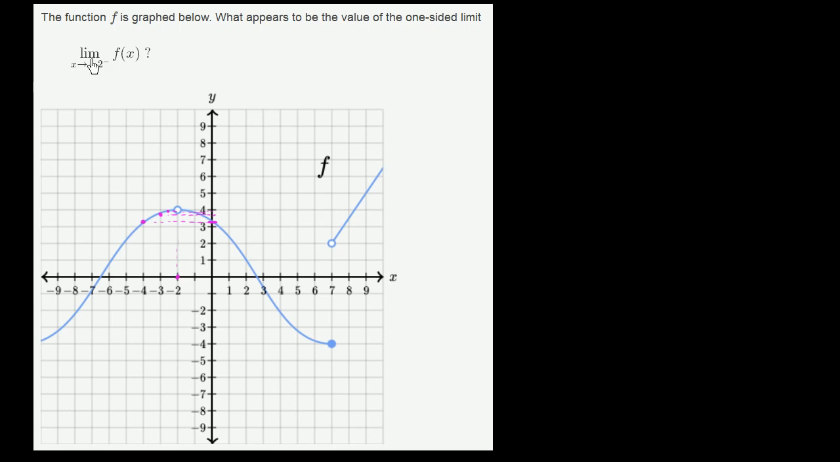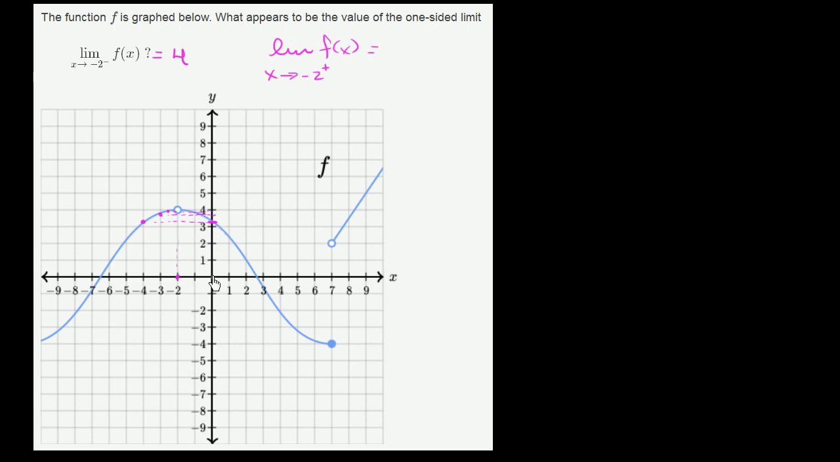So I would say that it looks, at least graphically, the limit of f of x as x approaches negative 2 from the negative direction is equal to 4. Now, if we also ask ourselves the limit of f of x as x approaches negative 2 from the positive direction, we would get a similar result.